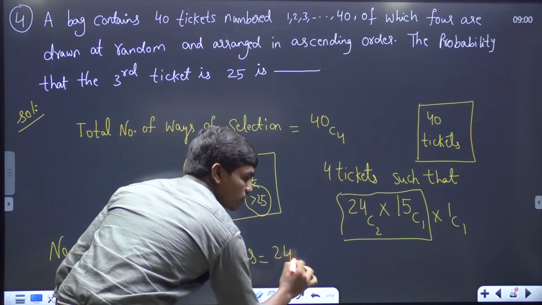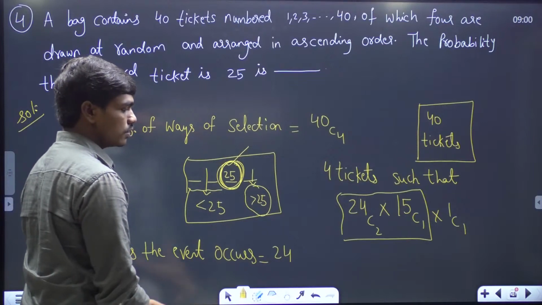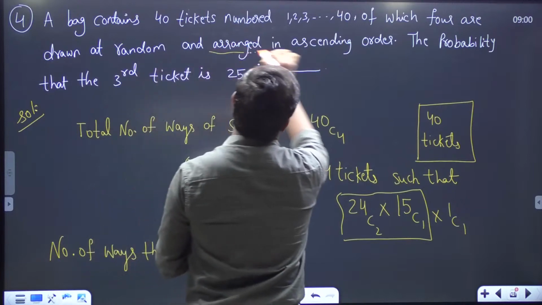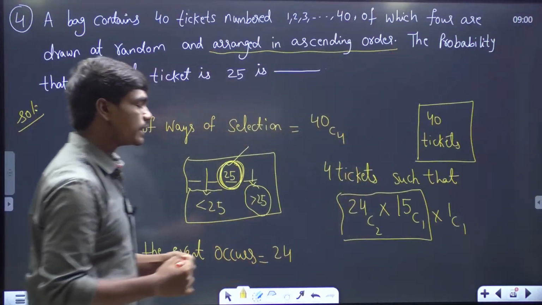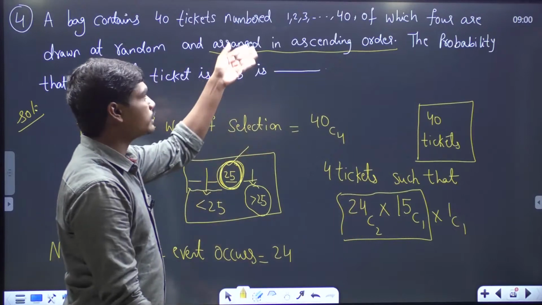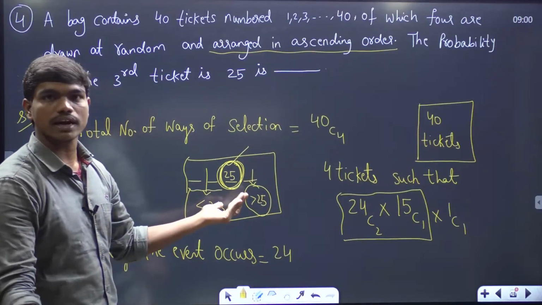See, it's already given that they are arranged in ascending order. So the main intention is to know what tickets you need to choose. It's given that when arranging in ascending order, the third ticket is 25, and arranging in ascending order doesn't give different combinations.